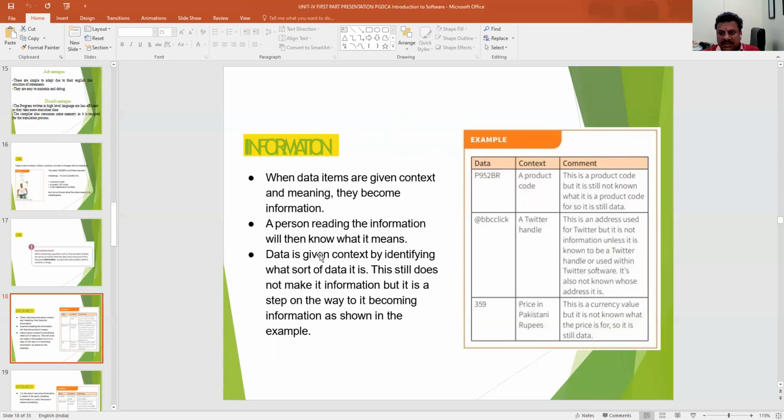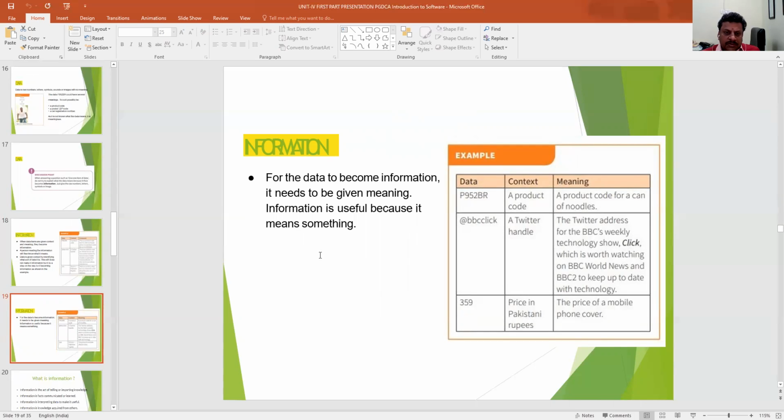If we refer to the examples, here is P952BR, a product code. It is a product code, but we still do not know what the product code is for, so it is still data. At the rate BBC Click, a Twitter handle. This is an address. 359, a currency.